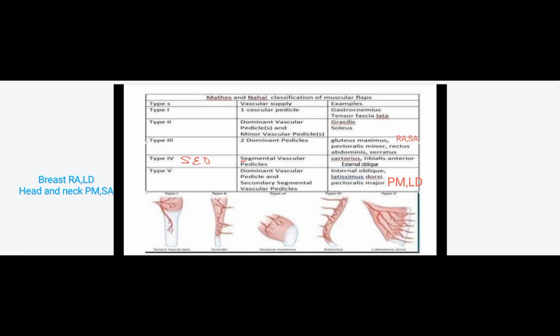Then, what are the vascular pedicles commonly used in breast? That is RA and LD. One from the type 3 and one from the type 5. From the type 3 we have RA and from the type 5 we have LD. That is rectus abdominis and latissimus dorsi. Then we have head and neck. In the head and neck reconstruction, pectoralis major from the type 5, and SA serratus anterior from the type 3 is used. PMSA for head and neck and RALD for breast.